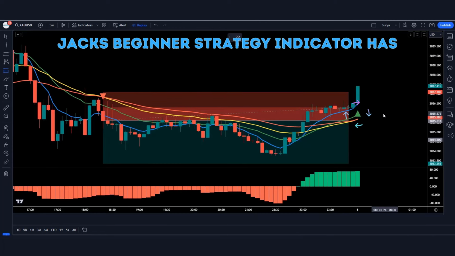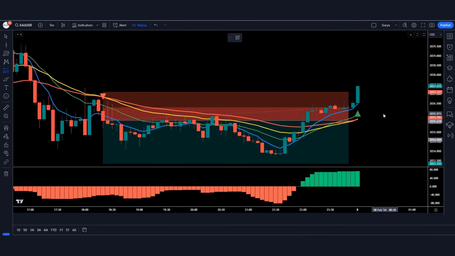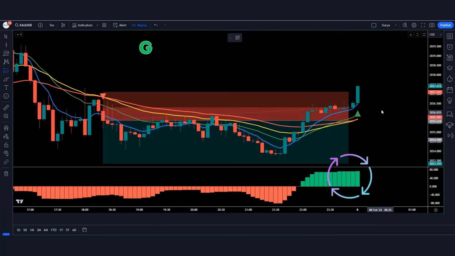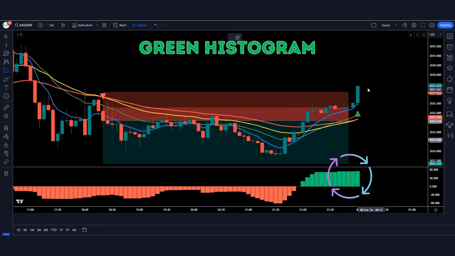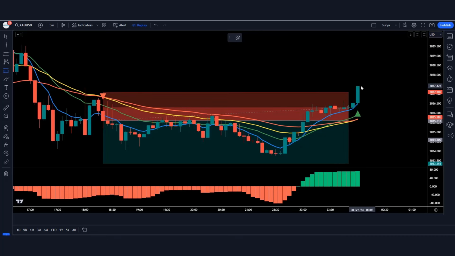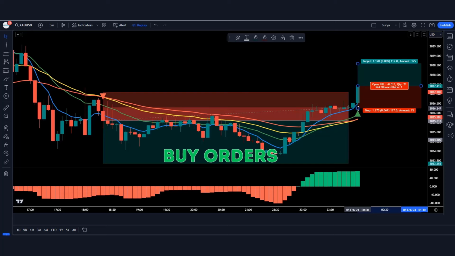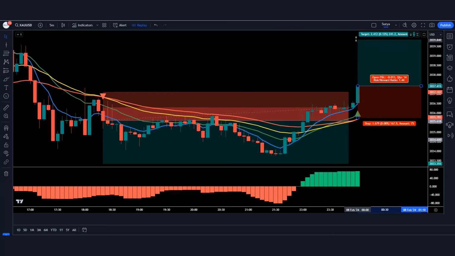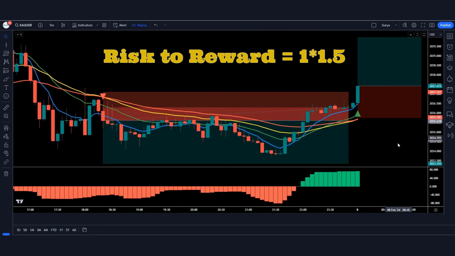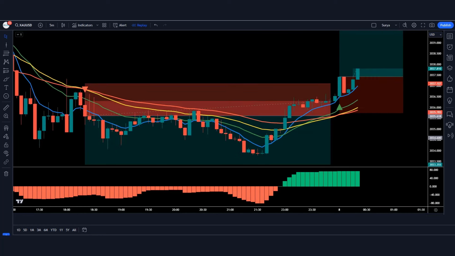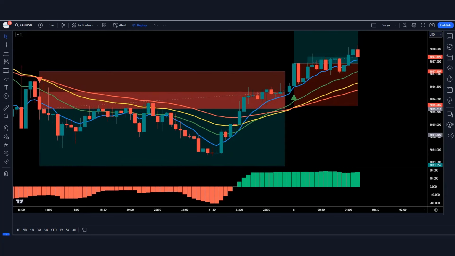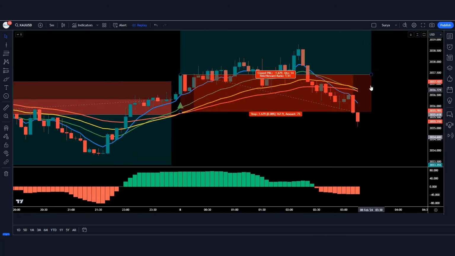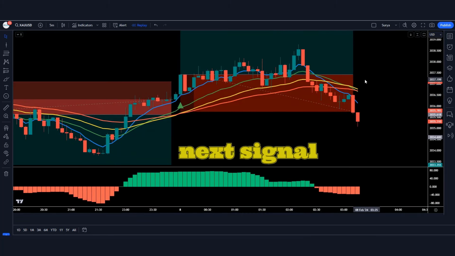Jack's beginner strategy indicator has given a buy signal. The market has formed a bullish candle. The histogram indicator has created a green histogram. All these conditions are fulfilled. Therefore, we will take buy orders and keep the stop loss at the previous low of the market. And the risk-reward ratio will be 1 to 1.5. Let's see what happens to our buy order. Our trade is running in profit. The market has hit our stop loss. Let's see the next signal.